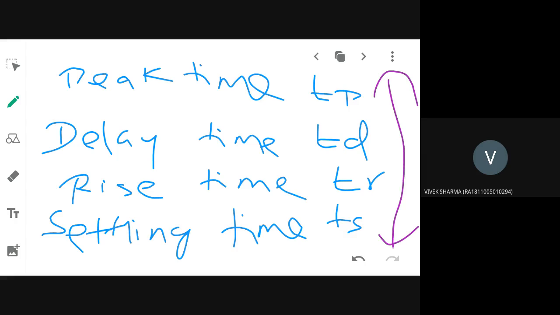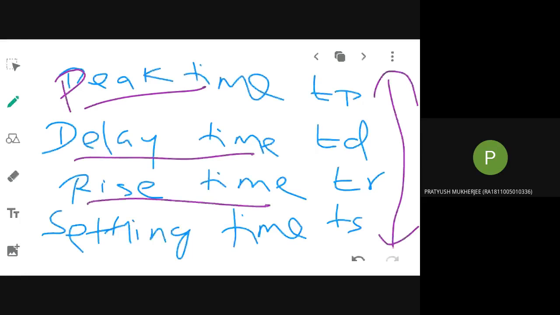Delay time, rise time, peak time, settling time, and maximum overshoot. One more: peak overshoot or maximum overshoot. Have you noted down? Peak time denoted by TP, delay time denoted by TD, rise time denoted by TR, settling time denoted by TS. One more factor is also there, percentage overshoot.